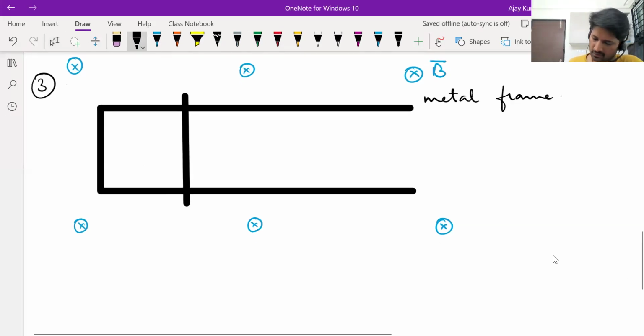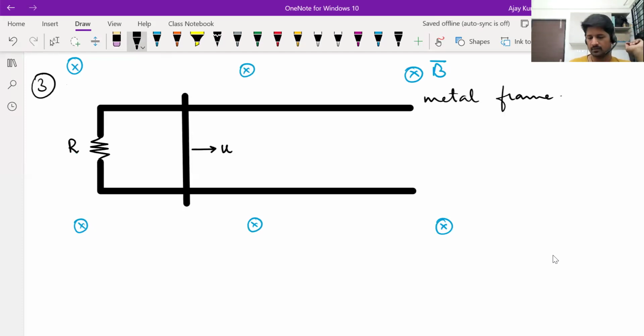And you give this rod some velocity, let's say a speed u to the right, and release it. Assume there is some resistance only here. The other rods and wires are all like ideal conductors. So we give the rod some velocity u to the right and release it.